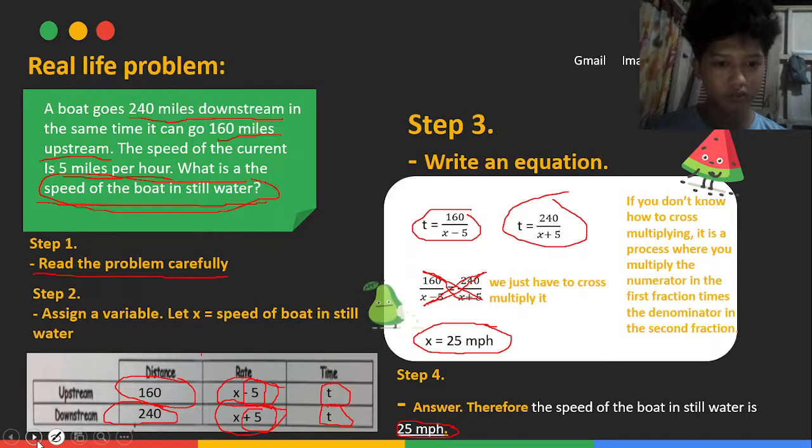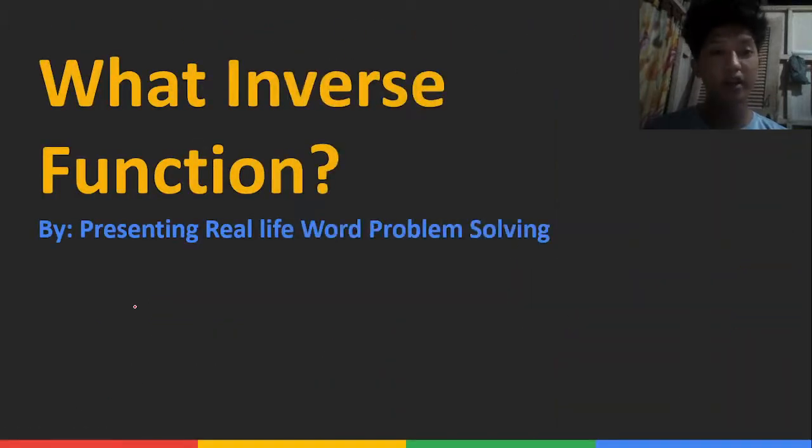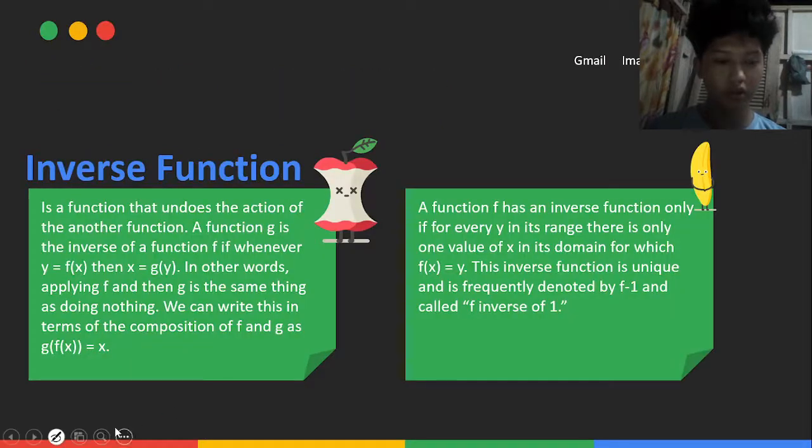Okay, let's proceed with the problem that involves an inverse function. What is an inverse function? An inverse function is a function that undoes the action of another function. A function g is the inverse of function f if whenever y equals f of x, then x equals g of y. In other words, applying f and then g is the same thing as doing nothing.